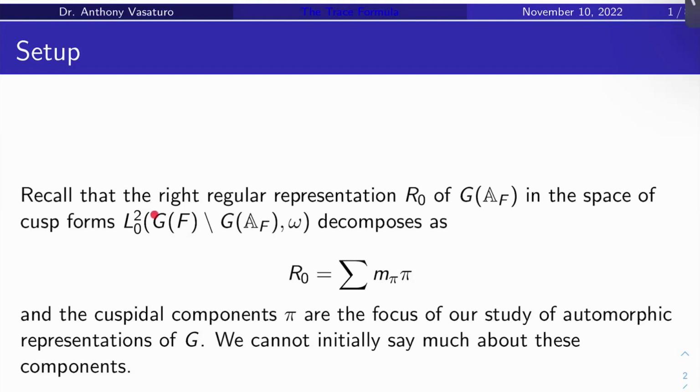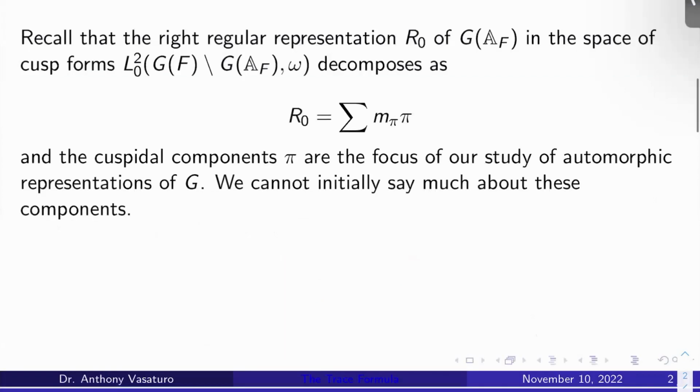The right regular representation R0 of G of the adeles of F, where G is some reductive group, in the space of cusp forms L2_0 of the orbit space G(F) slash G(A_F), comma omega, decomposes into components pi. These are the cuspidal components pi of the right regular representation. These have been the focus of our study of automorphic representations of G since the get-go, or once we generalized sufficiently, let's say. The thing is, given R0, you can't say much about pi, unfortunately. Okay, so that's the motivation for the trace formula.